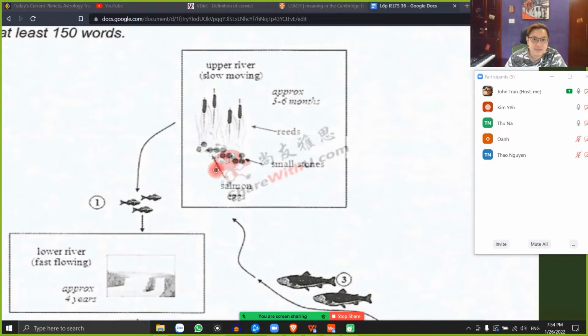They lay eggs near to the small stone and protected by reeds, you know.